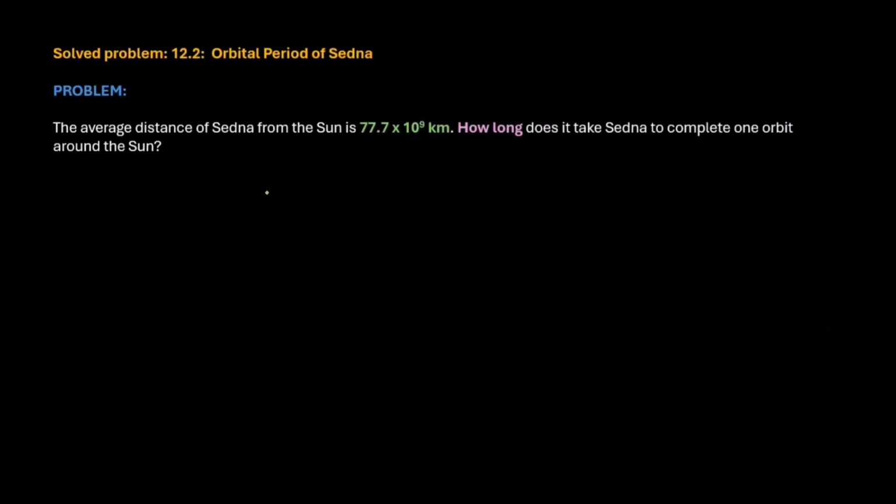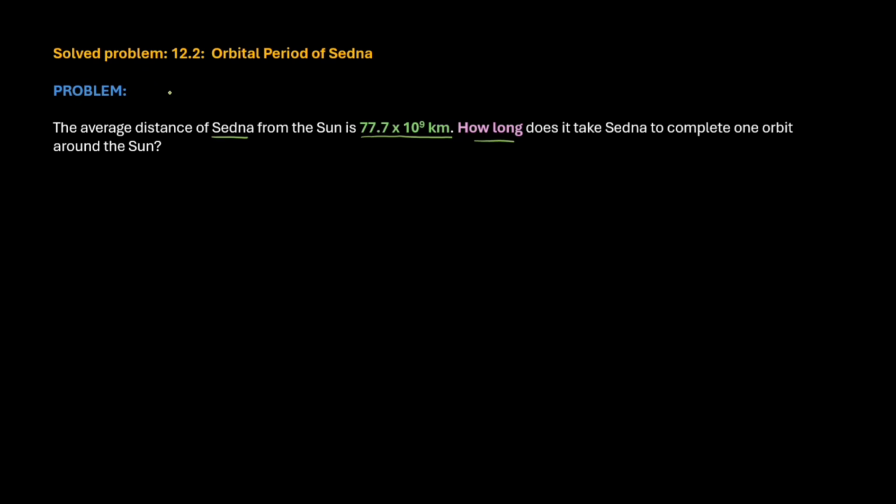Solve problem 12.2, orbital period of Sedna. The average distance of Sedna from the Sun is 77.7 times 10 to the power 9 kilometer. How long does it take Sedna to complete one orbit around the Sun?